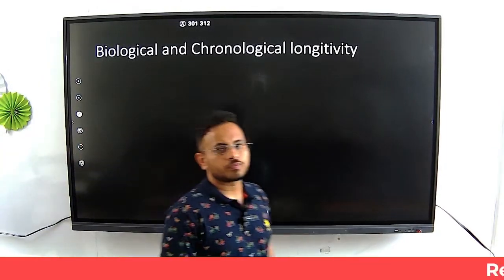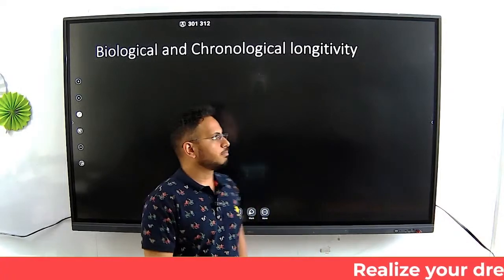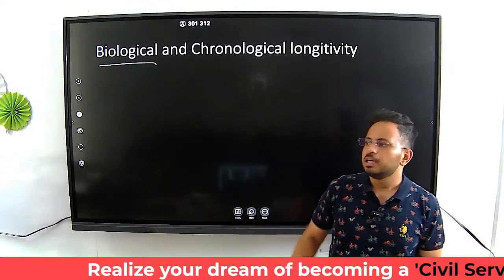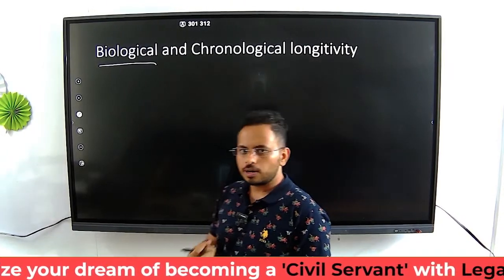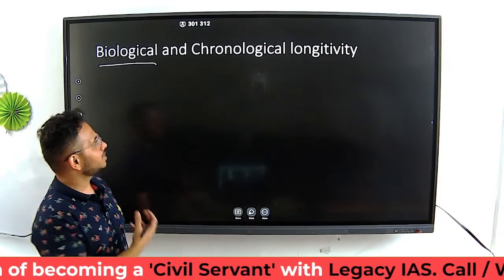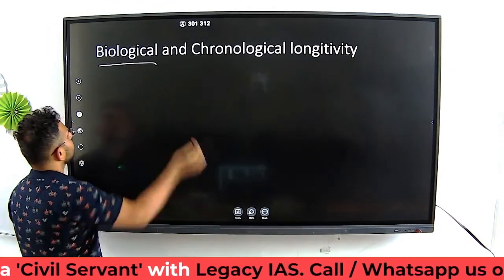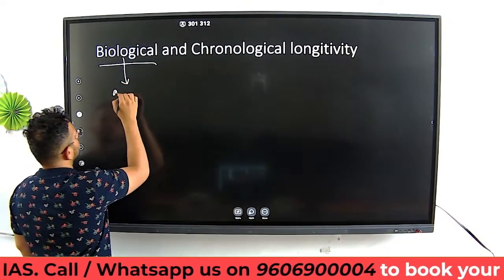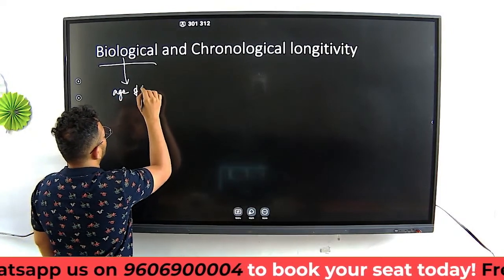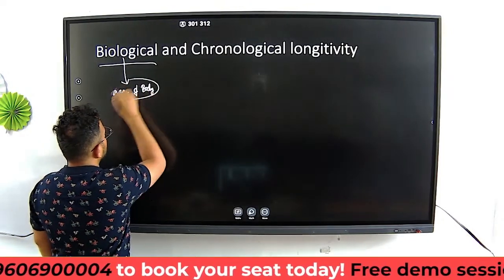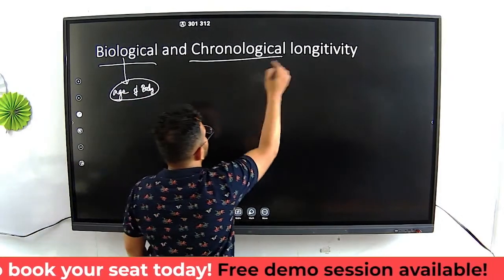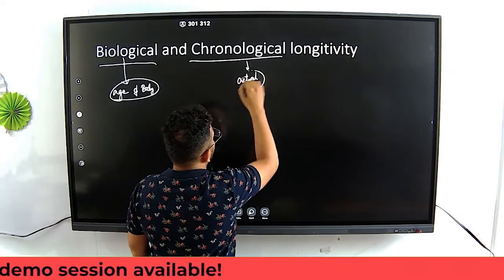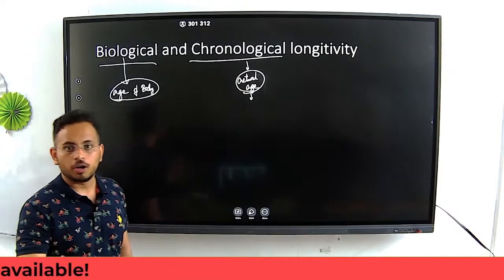The last topic for the day is about biological and chronological longevity. Here you will just have to understand what is biological longevity, what is chronological longevity. If you understand that, this is an easy read. As the name itself suggests, biological longevity is the actual age of the body. Chronological longevity is your actual age. When were you born? What is your actual age?